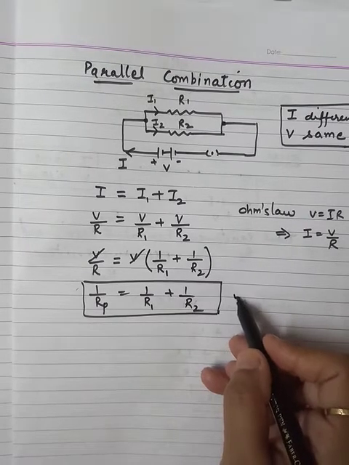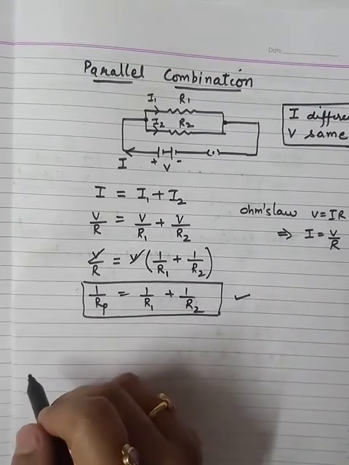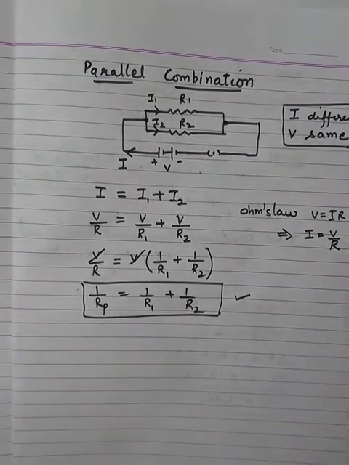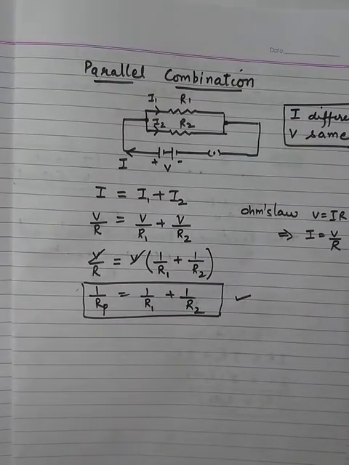So one formula we have done for series and one formula we have done for parallel combination, right? I hope you understood this and you have revised this concept for series and parallel combination. Then in the next video we will understand how to do the numericals based on these formulas, right?